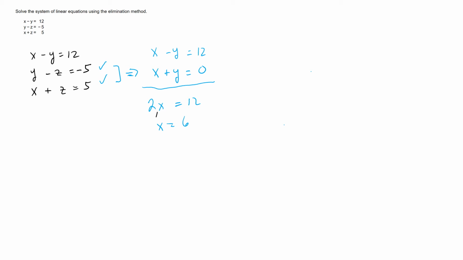Now we back substitute. We're going to take x equals 6, and we can plug it into either one of these two equations. Let's see, if x equals 6, I'll use this. Doesn't matter. I guess I'll use this bottom one. And so plugging 6 in for x, I get 6 plus y equals 0. And so I see that y is negative 6.